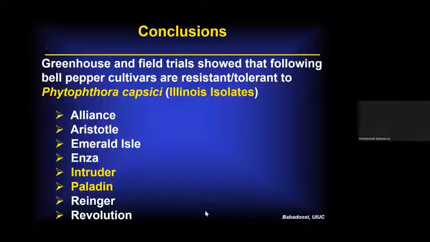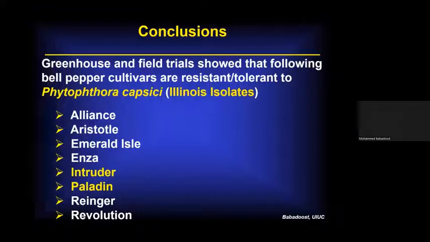Paladin is one of the pepper cultivars that is resistant not only in Illinois, but I know most places in the world. Pretty good. And the Ranger and the Revolution. These are very good. Those in the yellow sign, Intruder and the Paladin, highly resistant, meaning about 90% resistant. Those in the white color are somewhat resistant, for example, 60%, 70%.